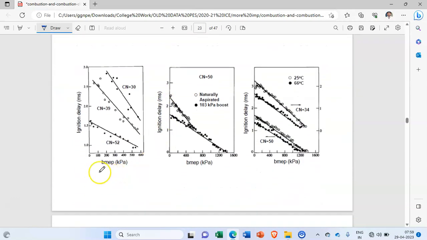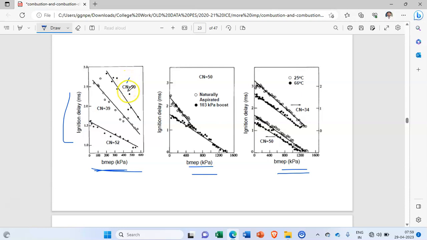Now let us see some examples of what exactly happens due to these particular factors on the delay period. So here if you see, on the y-axis there is ignition delay, on the x-axis there is brake mean effective pressure. Okay. So on the x-axis pressure is indicated and on the y-axis ignition delay periods are indicated. Now let us consider the Cetane number. Cn is what? Cetane number.